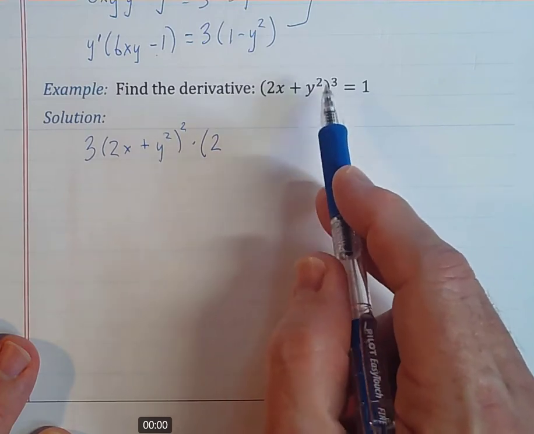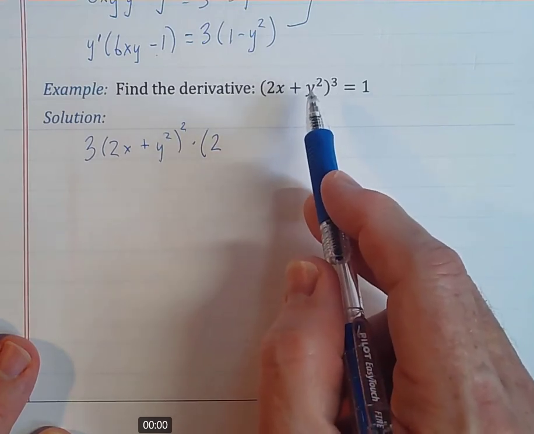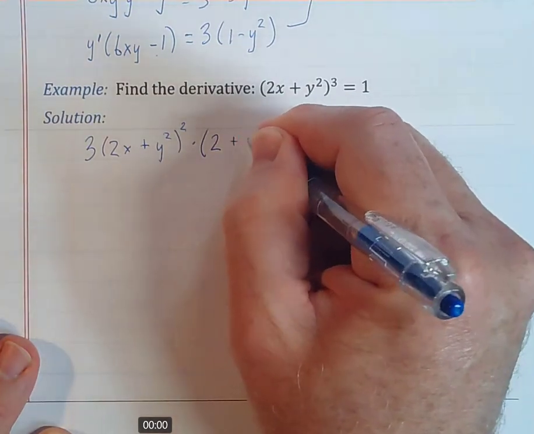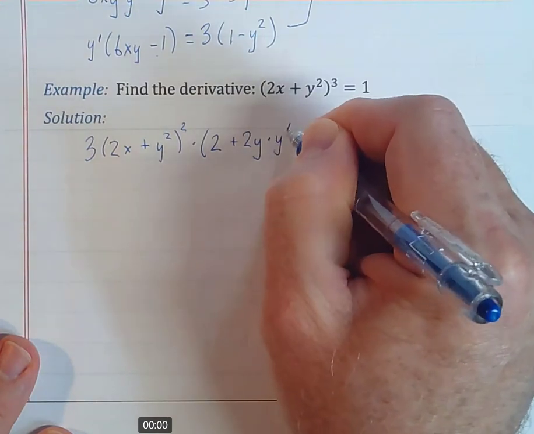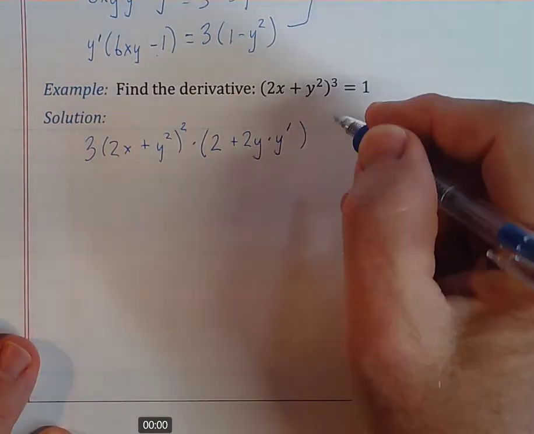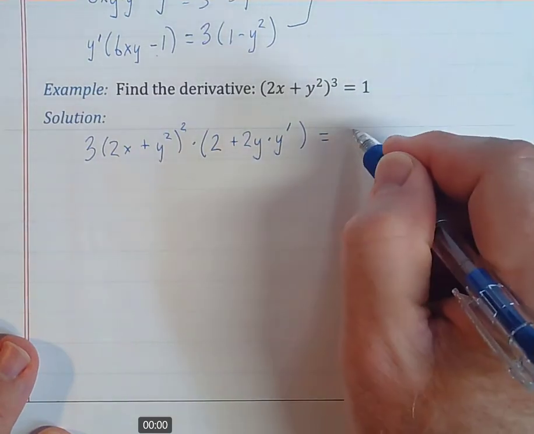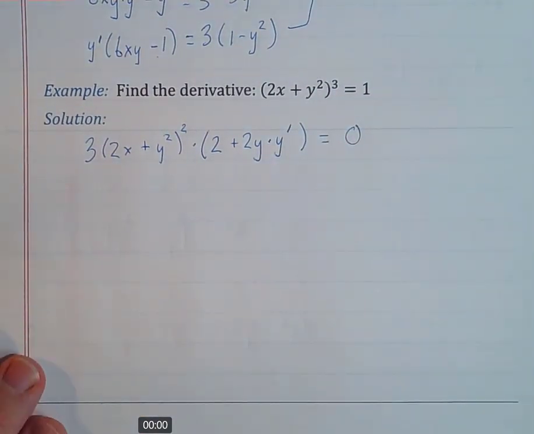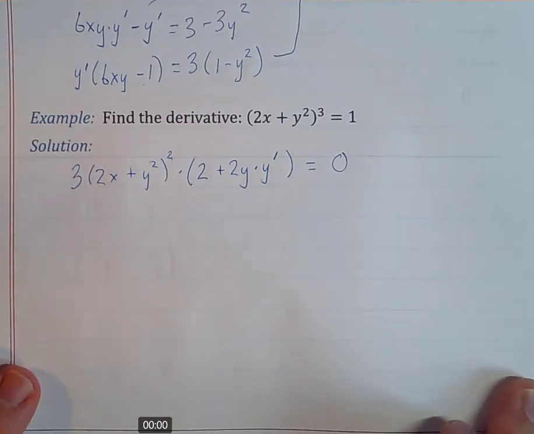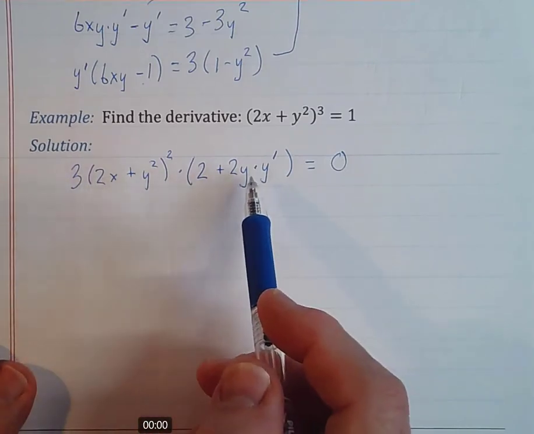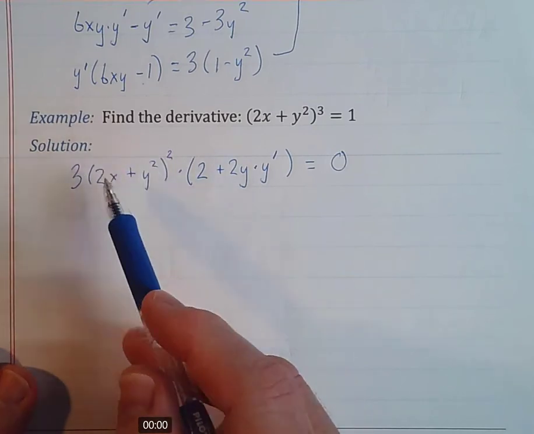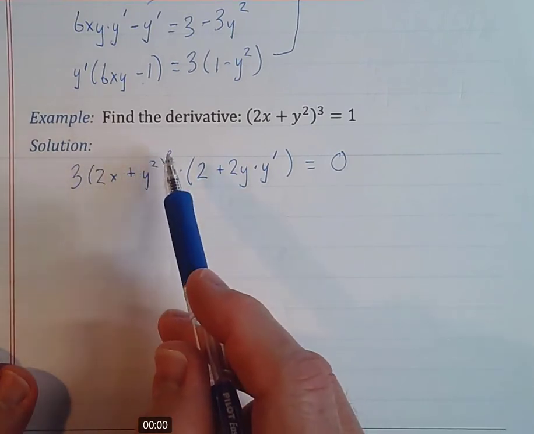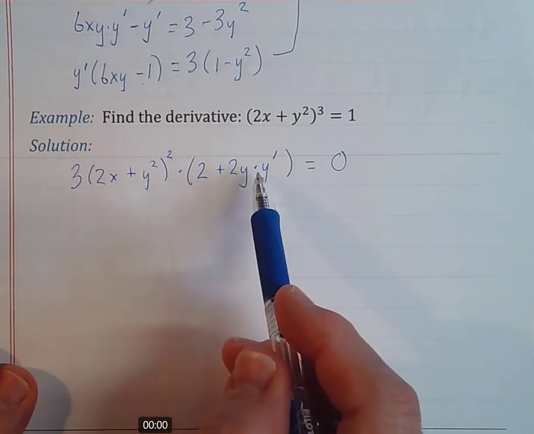This is the implicit differentiation stuff. I'm thinking of y as being a function of x. So that's going to give me 2y times the derivative of the inside, which is going to be y prime. And on the right-hand side, the derivative of 1 just gives me a 0. Okay, so I've got this right here. Now let's see. What we've got here is an expression that is squared times 2 plus 2y times y prime.